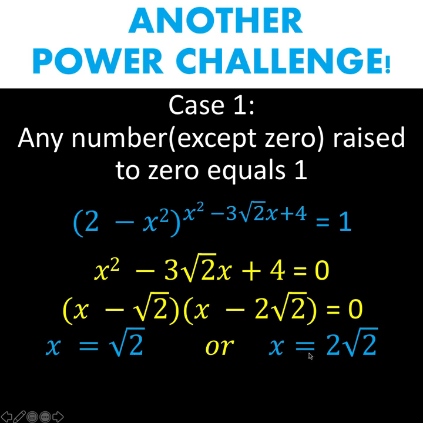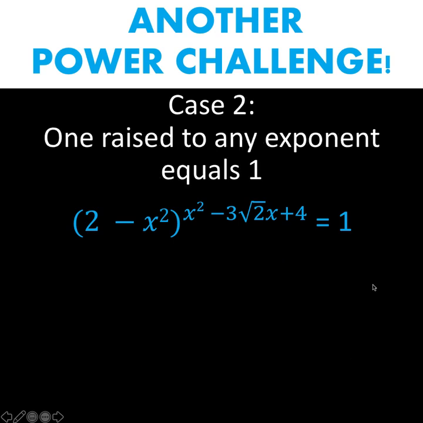But later on, we are going to test whether these two roots satisfy all the conditions of the problem. But for now, let's remember we have these two possible roots, square root of 2 and 2 square root of 2. Now let's go to case number 2.